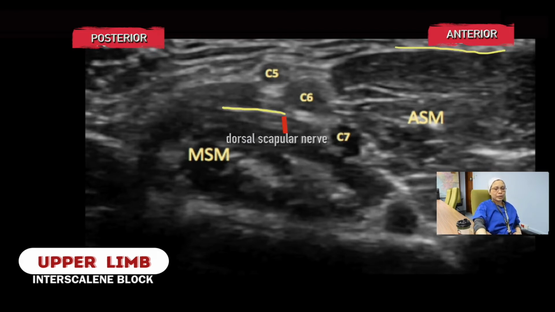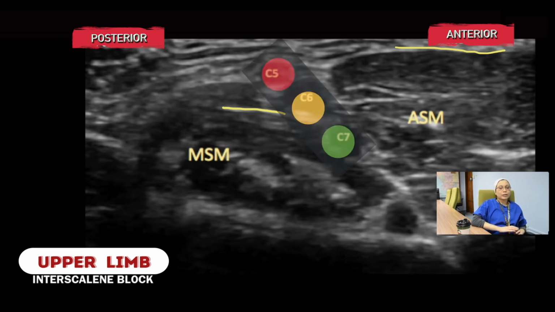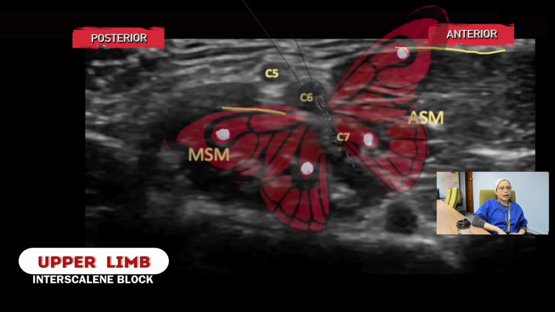Another important structure that we need to take note of is the dorsal scapular nerve, which lies in the middle scalenus muscle. The linear arrangement of the C5 to C7 roots reminds us of a traffic light, or even a butterfly, with the wings represented by the scalenus muscles and the brachial plexus depicted by the body.